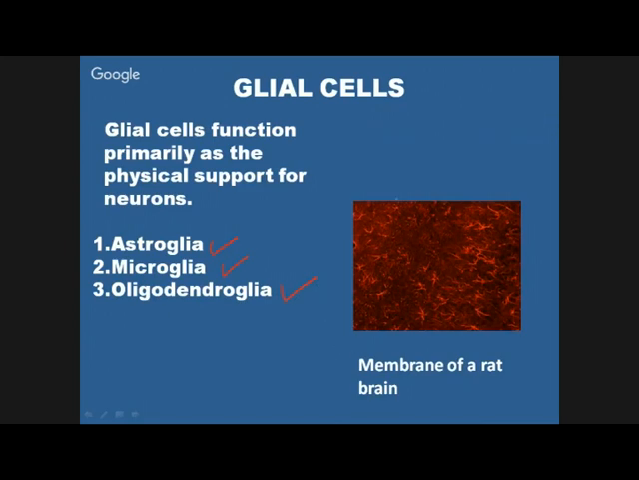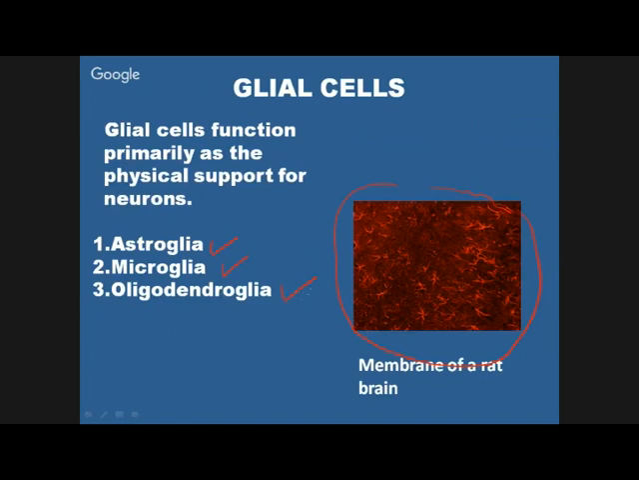And I have shown the diagram of the membrane of a rat. This is your membrane of a rat. This is red in color. That means the brain of a rat is red in color. And this astroglia, microglia and oligodendroglia, these are the three parts of the glial cells.